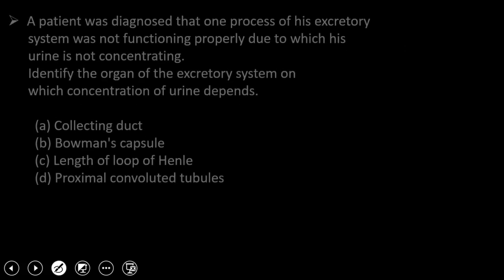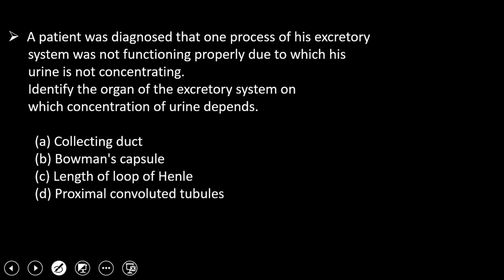So these are some important questions. Again, the last one: a patient was diagnosed that one process of his excretory system was not functioning, due to which urine is not concentrating. One part of the excretory system is not working properly. What is the symptom? Urine is not concentrating, it means dilute urine is passed out. So which organ is affected?